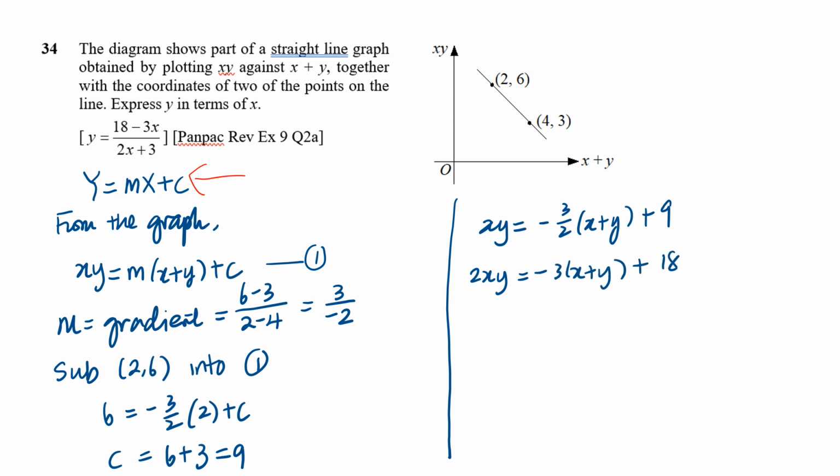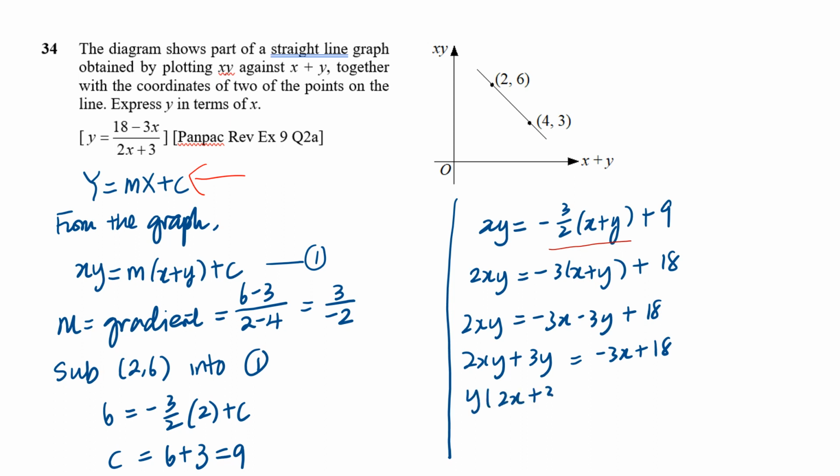Here I usually like to convert any fractions to a non-fraction. So I'm just going to multiply by 2 throughout to get 2xy equals to negative 3. Negative 3 over 2 times 2 basically just gives you negative 3 times bracket x plus y. 9 times 2 is 18. Again, do some manipulations. Open up the bracket. Group all your y terms on the left hand side because you're supposed to make y the subject. So you have to group all terms involving y together and then factorize it. And then make y the subject. And that's it. That's the answer.